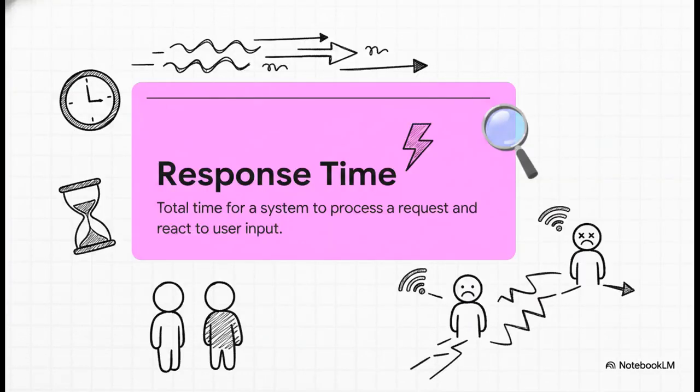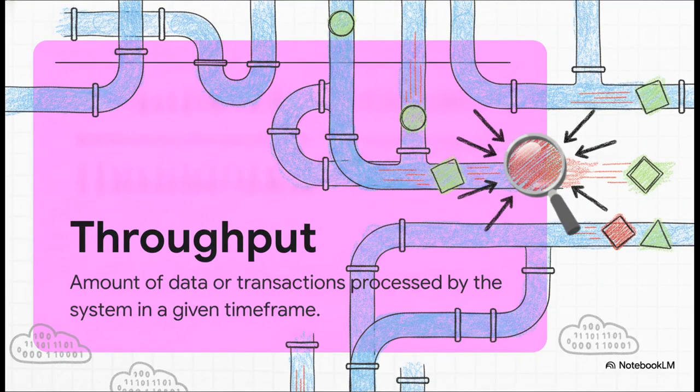Now, as we actually run these tests, there are a few baseline metrics we have to keep an eye on. First up, response time. This is just the total time it takes for a system to process a request and react to you. It's the absolute baseline for how snappy an app feels. And get this, if response time lags by even 2 seconds, studies show users will just abandon their carts and leave.